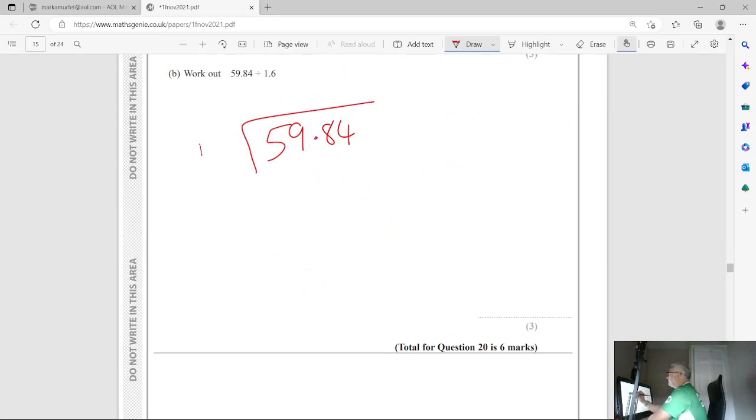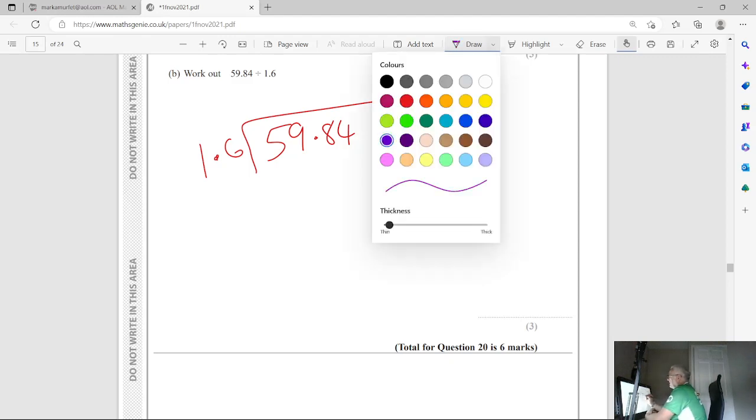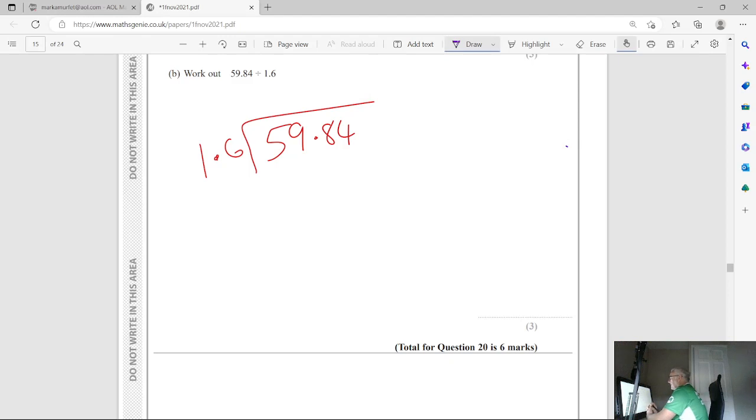59.84 divide by 1.6. Now again, we're going to try and make this easier by simplifying the sum before we do it. I don't want to do the 1.6 times table. I don't want to confuse things by having decimals in there. So if I can times this side by 10 and times the inside by 10, I'm getting rid of that decimal place. So that would end up with 16 into 598.4. So I'm just moving it one place. Now again, this is simplifiable. They're both even, so I could simplify it again.